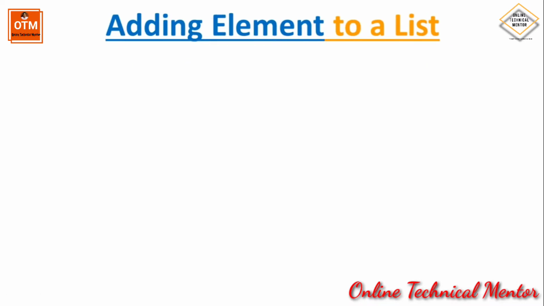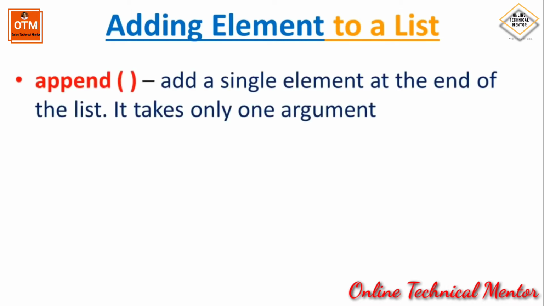Next, adding an element to a list. So there are 3 ways to add an element into a list. The first one is the append function. By using this method, we can add a single element at the end of the list. It takes only one argument.